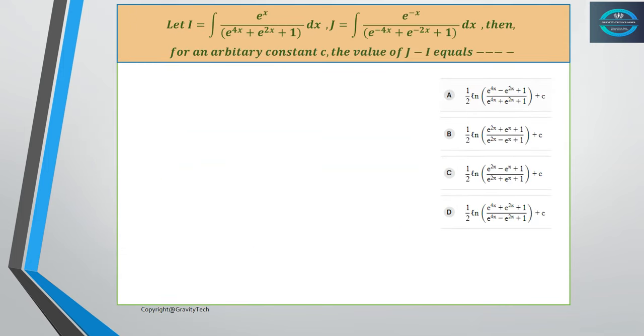Now what is the next question? Let I is equal to integration of e raised to x upon e raised to 4x plus e raised to 2x plus 1 dx, and J is equal to integration of e raised to minus x upon e raised to minus 4x plus e raised to minus 2x plus 1 dx. Then for an arbitrary constant c, the value of J minus I equals what, right? Now let's see how to solve this.